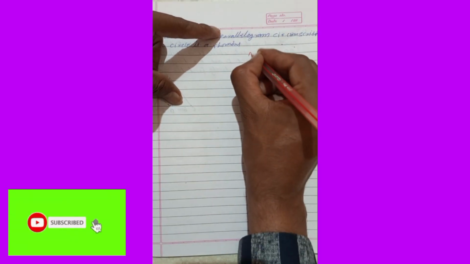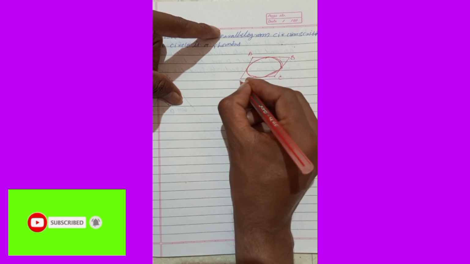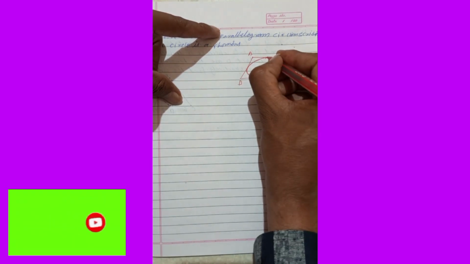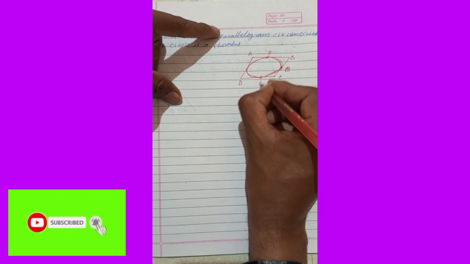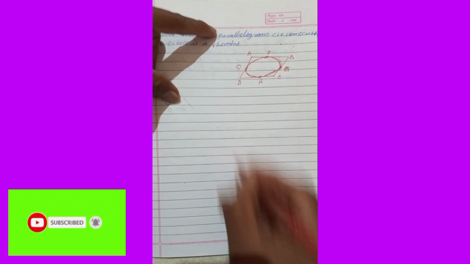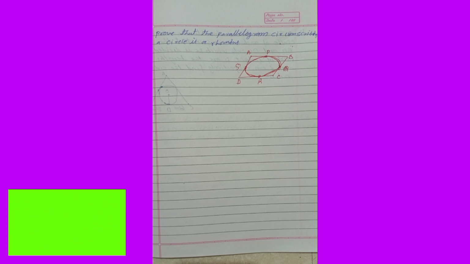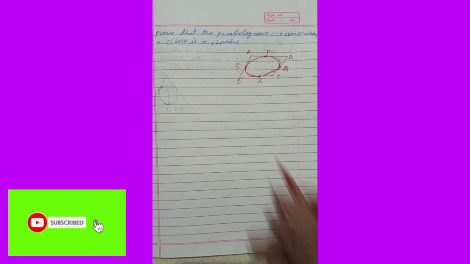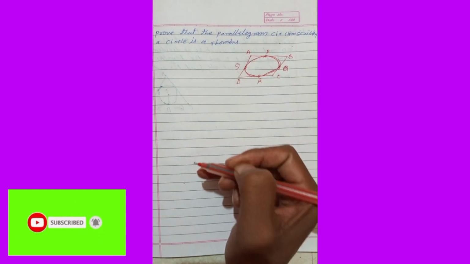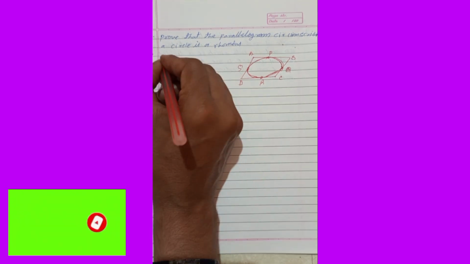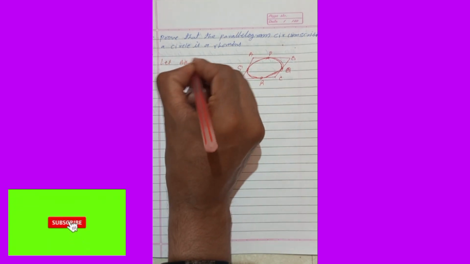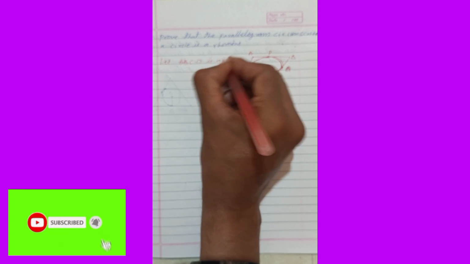So here suppose that ABCD is a parallelogram. In that, P, Q, R and S are the points of contact. Now we have to prove that this ABCD is a rhombus. So let ABCD be a parallelogram.